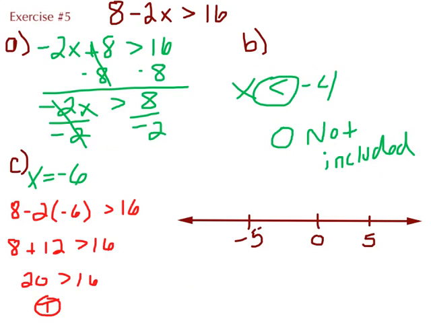Now, if I were to graph x is less than negative 4, I'm going to put a dot on negative 4, so 1, 2, 3, 4, and it's going to be an open dot on negative 4, and I'm going to shade to the left. That's how I represent x is less than negative 4.